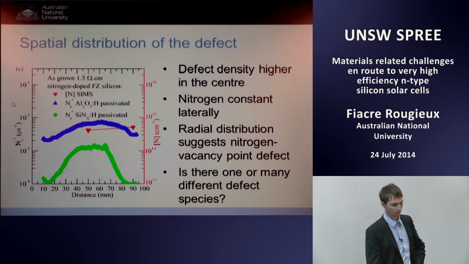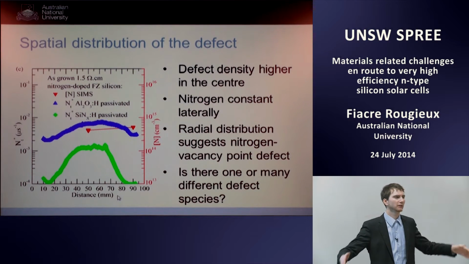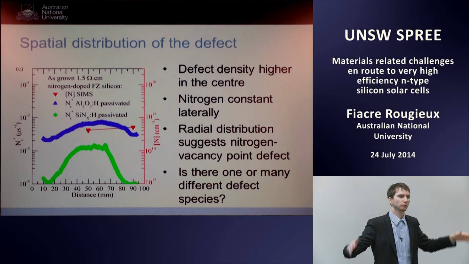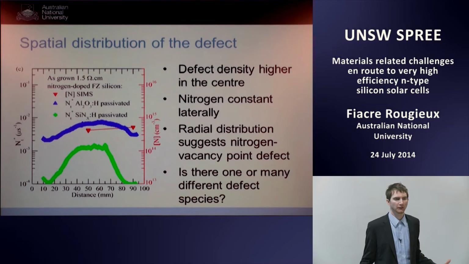On the y-axis, you have the effective defect density in microsecond minus 1, and this is the distance. So a 4-inch wafer, like a 100 millimeter wafer here. This is the edge, and this is the center here, and you have the distribution of the defect density for both aluminum oxide and silicon nitride. And what we see is that we have this kind of distribution of defect like this, and this typically reminds us of the distribution of vacancy in an as-grown ingot.